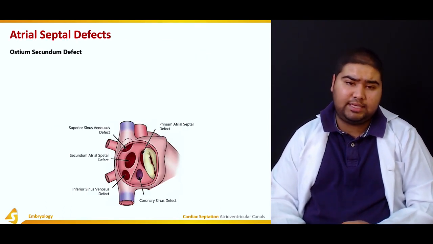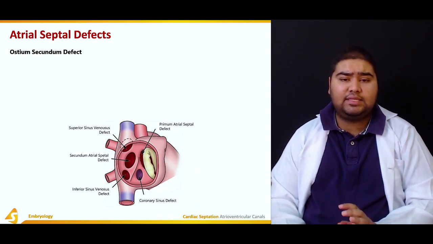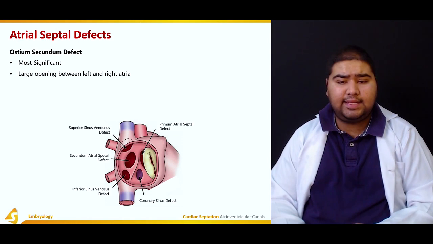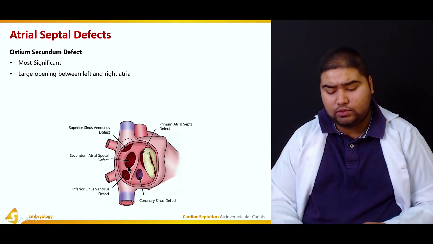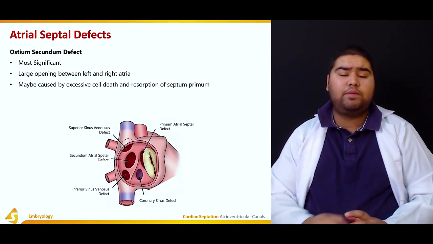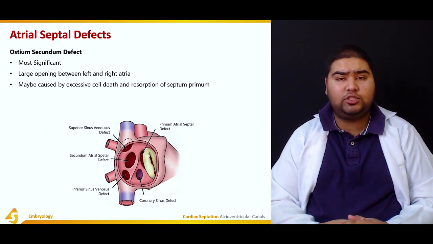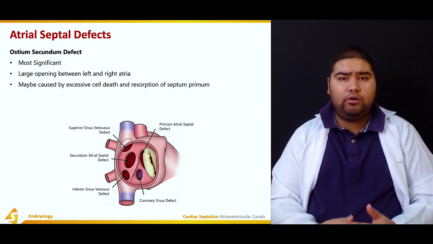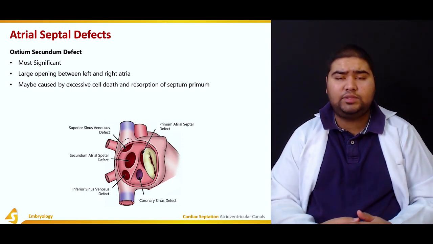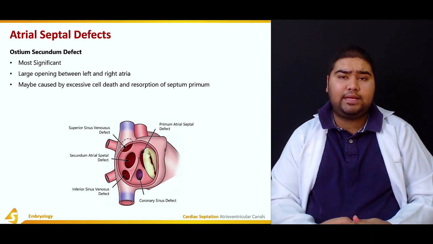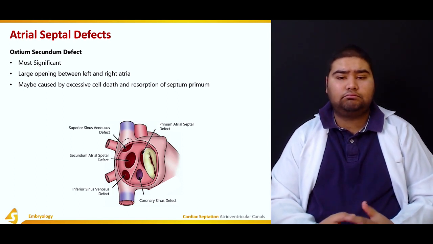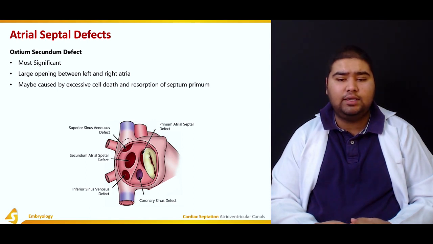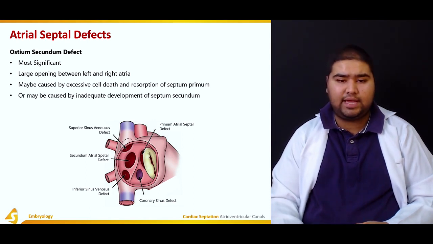Now let's talk about the atrial septal defects. Ostium secundum defect is a very significant defect. It is a large opening. This is the secundum atrial septal defect, this one. It is a large opening between the left and the right atria. It may be caused by excessive cell death and resorption of the septum primum. As we already know, the ostium secundum is formed by resorption and cell death in the upper portion of the septum primum. So if there's an excess of resorption and cell death in that region, it may lead to this atrial septal defect of the ostium secundum kind.